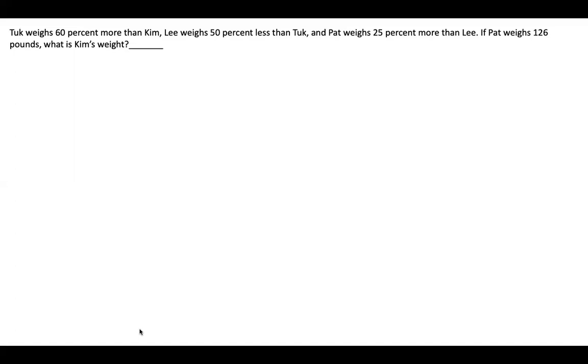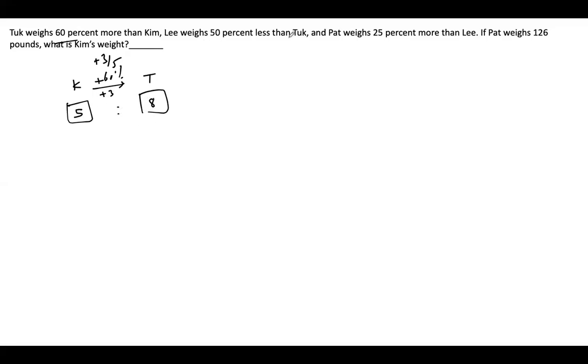Yes, shall we? Go on. Took's weight is 60% more than Kim. What values shall we assume? 60%, yes, 3/5. So this would be 5 and 60% would be 3. So this value would be 8.